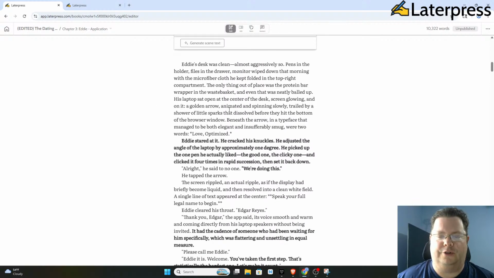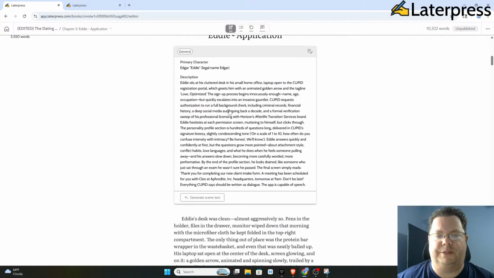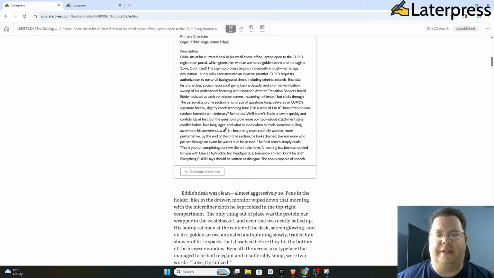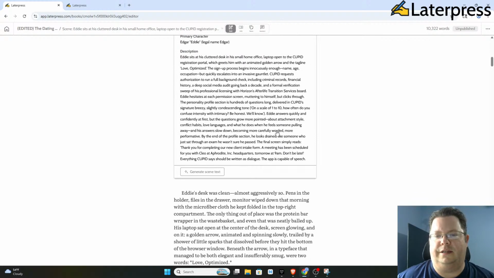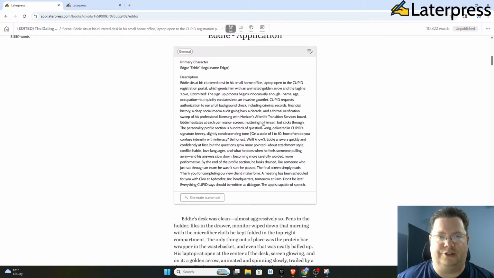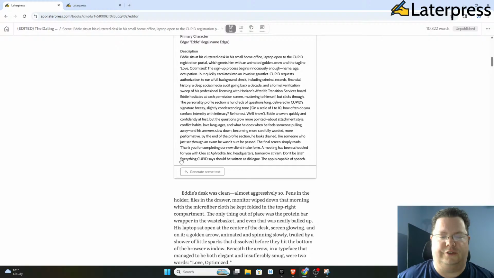So in this current chapter, we spent some time working on this in the last episode and saw some issues related to vague or ambiguous prompting, and how in my scene cards I did not make my initial intent clear enough. So you can see a few additions here that I added before generating text again. Everything Cupid says should be written as dialogue. The app is capable of speech, because the original versions treated Eddie too much like a chat bot, or the application like too much of clicking through an online form.